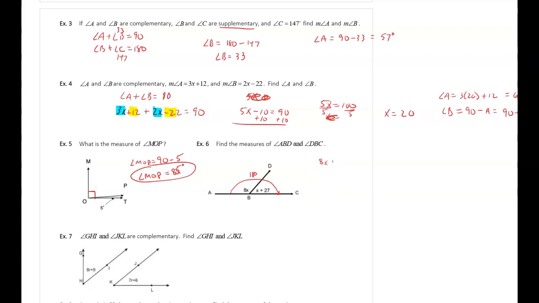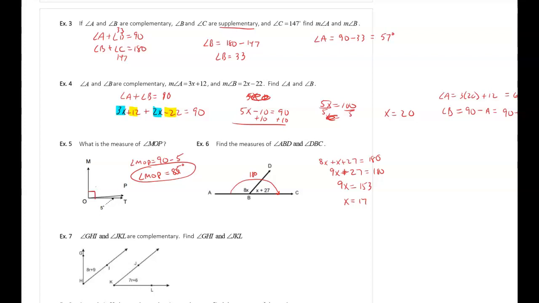So, we take 8x plus x plus 27 equals 180. So, 9x plus 27 equals 180. I'm going to go ahead and subtract 27 to get 9x equals 153. And then x would equal 17. Once I know x is equal to 17, now I can go ahead and plug it in to find each angle measure.